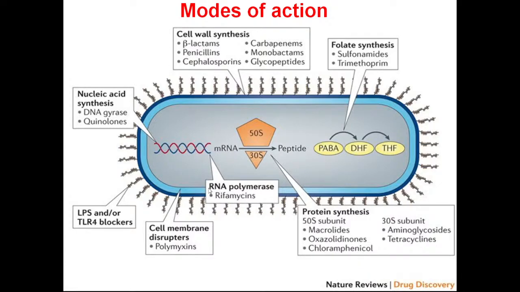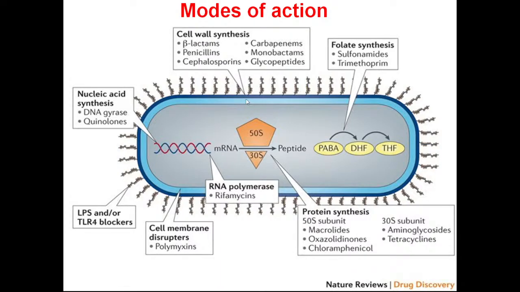Then, for example, the best target for the pharmaceutical market is to produce antibacterial drugs that affect cell wall synthesis. So this is a cell wall of bacteria. And we have a lot of examples, and they may affect the cell wall synthesis in several ways. But the target is the same, the cell wall synthesis.